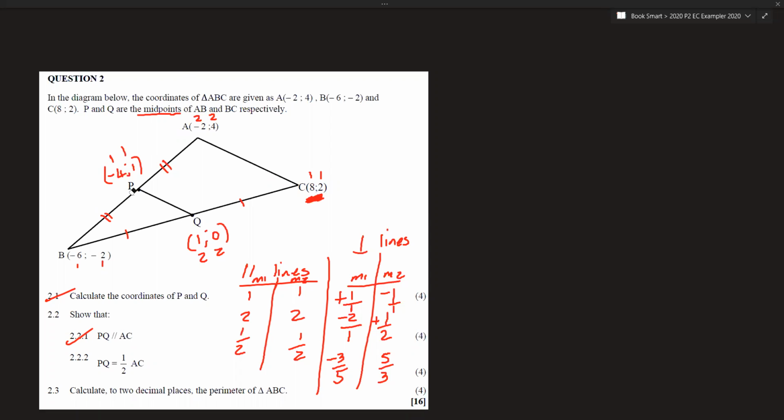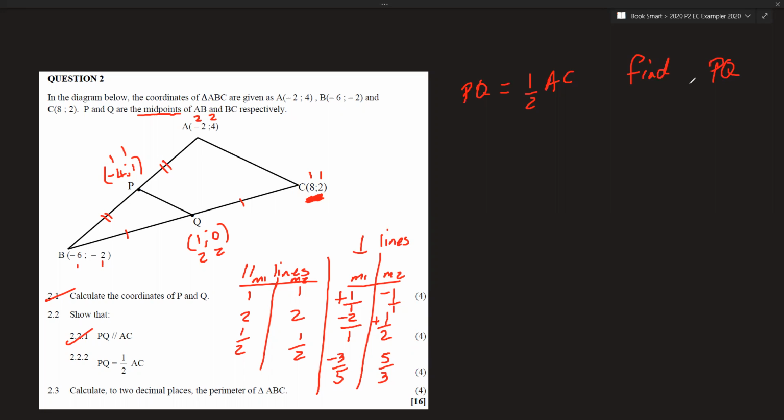So here they want us to do what? They want us to, let me get my pen. They want us to show that PQ equals half of AC. Sharp. What does PQ mean? If the question says, let's say I just say this, find PQ. What do I mean? Do I mean the gradient? Do I mean the distance? Do I mean the equation of a line or the midpoint? I mean the distance.